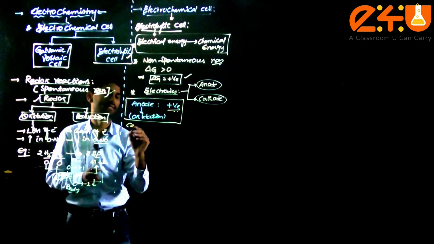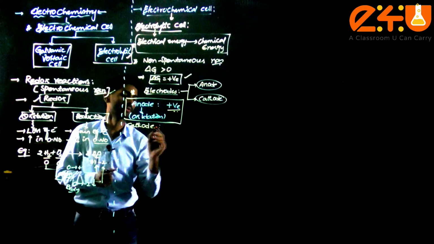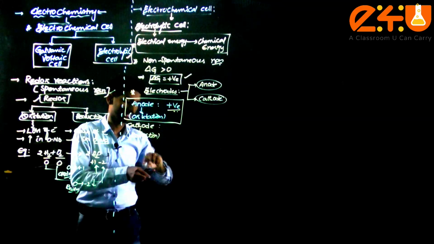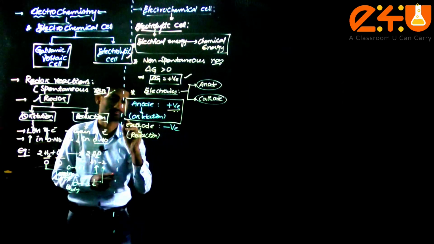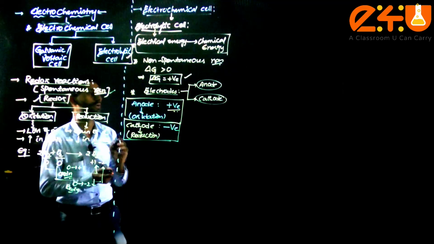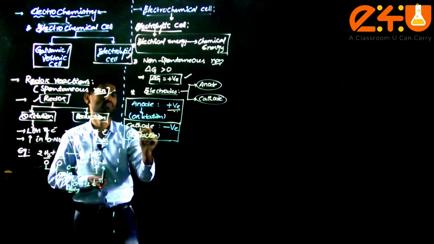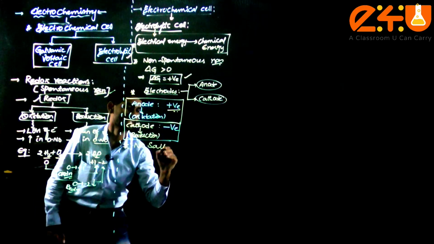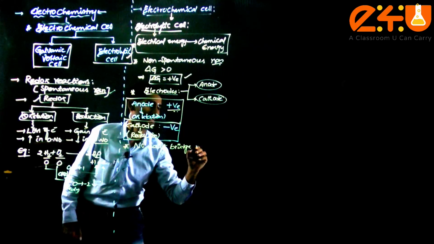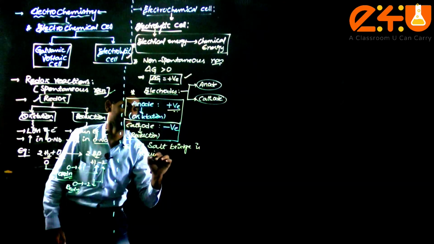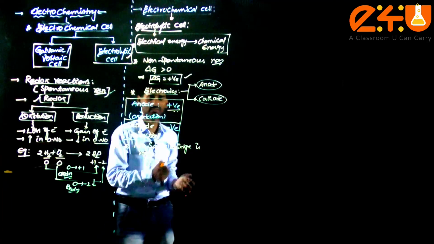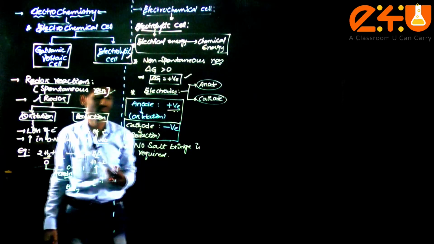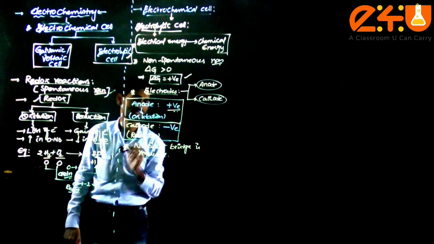Next is the cathode. At the cathode, reduction takes place, and its representation is negative. This is the anode, and as well as the cathode. Next, no salt bridge is required in the electrolytic cell. Now I will take it up: how we have to draw the electrolytic cell, and how electrical energy is converted into chemical energy. Let me start here.